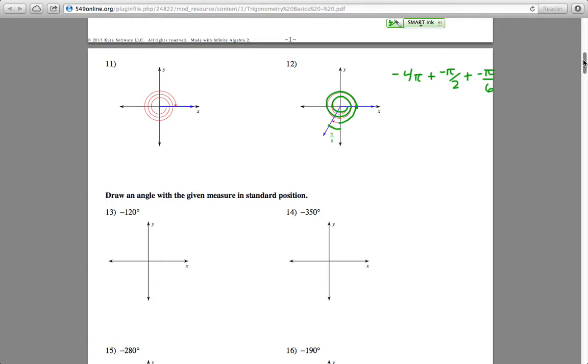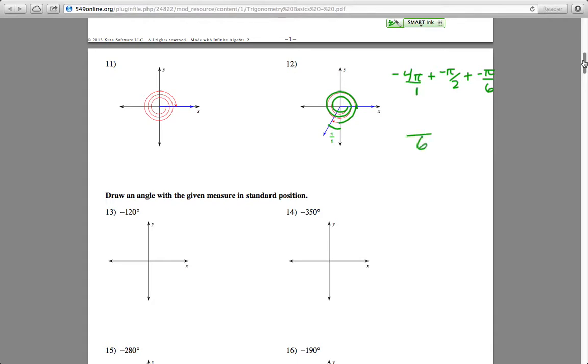We're going clockwise. Now, you can cheat with your calculator, and you can add this up without the pi's. You could go negative 4 plus negative 1/2 plus negative 1/6, hit enter, change math, change it back to a fraction, and then just put it in terms of pi. Or you can do it the long and hard way, which is by hand, and figure out what the common denominator would be. What would the common denominator be?